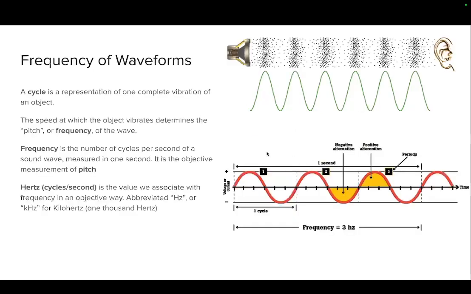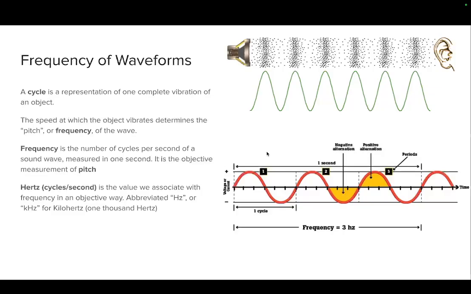First, let's start with frequency. If a sound creates a pattern in the air molecules around us, it generates a cycle or a repeated pattern of one complete compression and rarefaction of air molecules. The speed at which the object vibrates determines its pitch, or what we call frequency, of the wave. Since we can measure objectively the amount of compressions and rarefactions over time, we can put an exact number on the highness or lowness of sound called frequency.